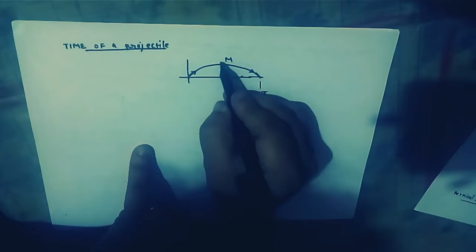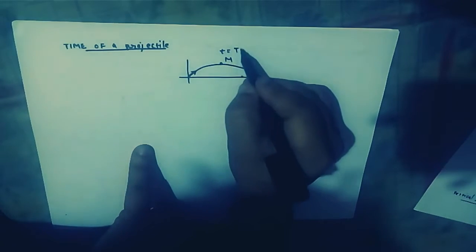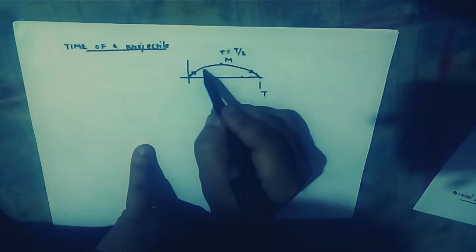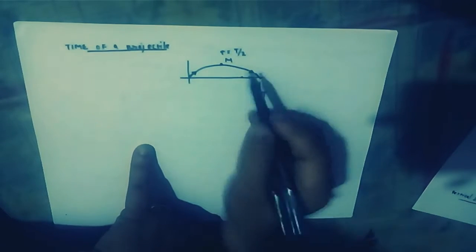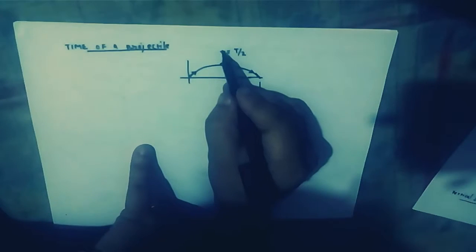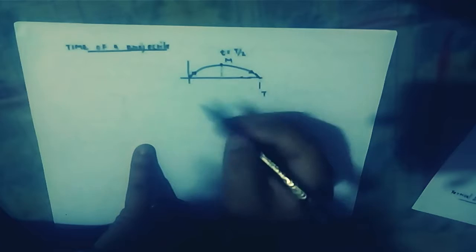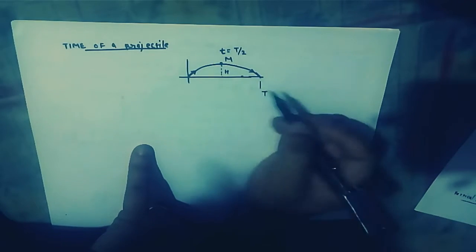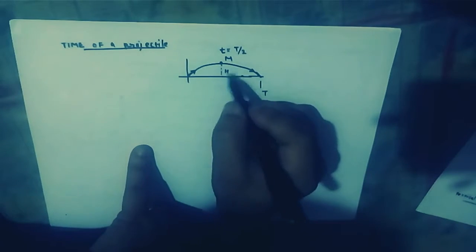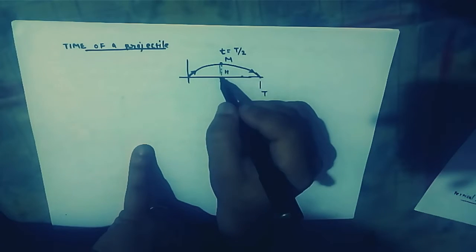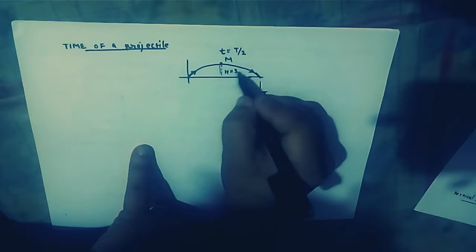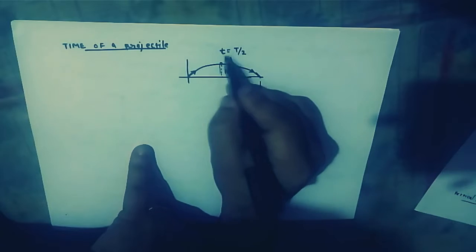So what is the time at M? That logically should be half of that total time, because that was the time when it had traveled half of its distance. We know what H is, so by applying the formula for H, which is sy, we can find out the value of t.